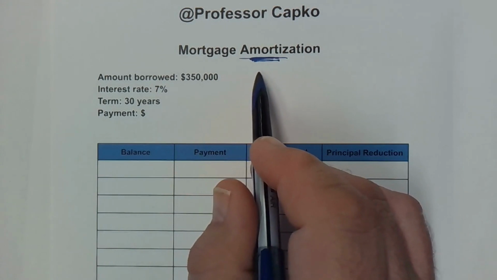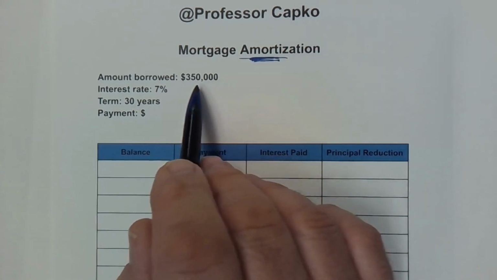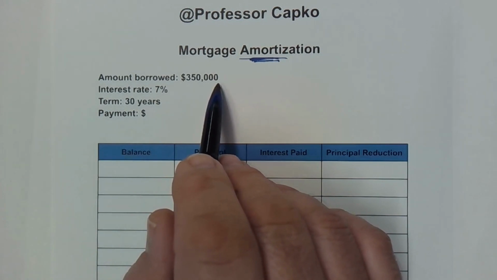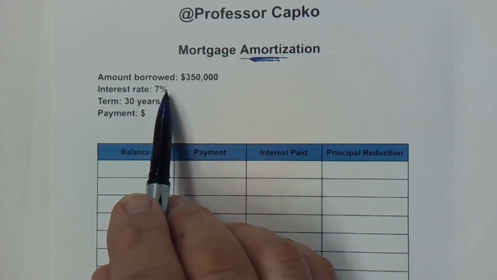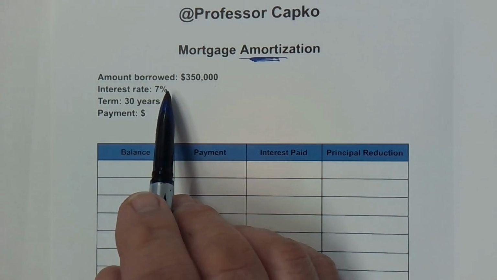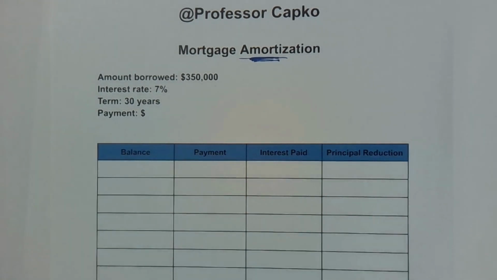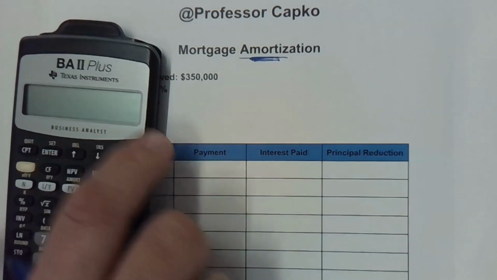In our example, we're going to say that you borrowed $350,000 to purchase a home, and we're going to give it a fixed interest rate of 7% and a term of 30 years. The first step is figuring out how much your regular payment would be.